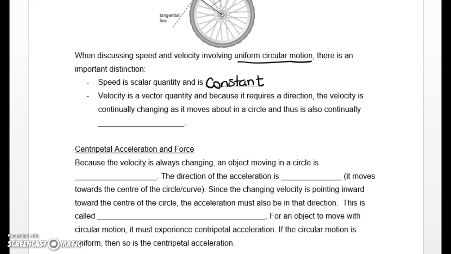So velocity, on the other hand, is a vector quantity, which, if you guys remember, is the magnitude and a direction. Because it requires a direction, the velocity is continually changing as it moves about the circle, and because the velocity is changing, that means that it is also continually accelerating.